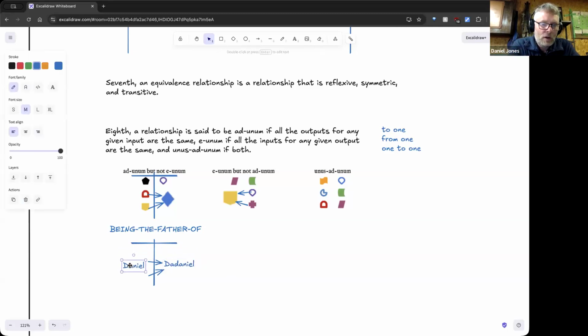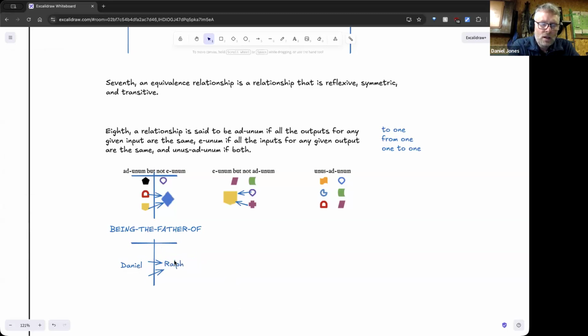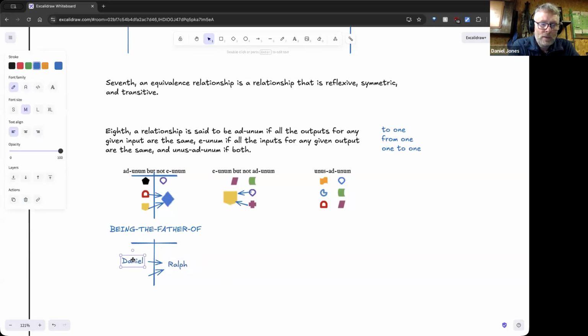My dad's name is Ralph, R-A-L-P-H. So Ralph would go on the right, right? Because that would be the output or the premise. So Ralph is the father of Daniel, right? So Daniel doesn't have two different fathers, so all the outputs for any given input are the same. All the fathers for any given person are the same. There's only one father. But there's siblings?